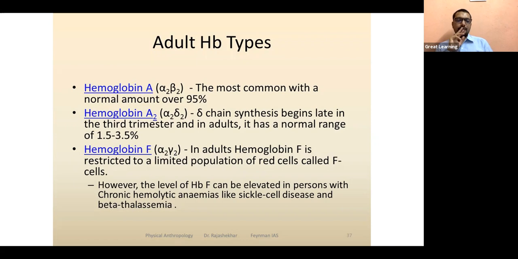What about in the embryo? Can you guess the letters? Epsilon. Okay, alpha 2, epsilon 2. Epsilon is like E, right? We write it like E, E2 or epsilon 2.